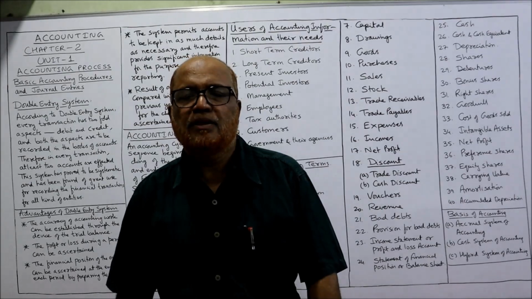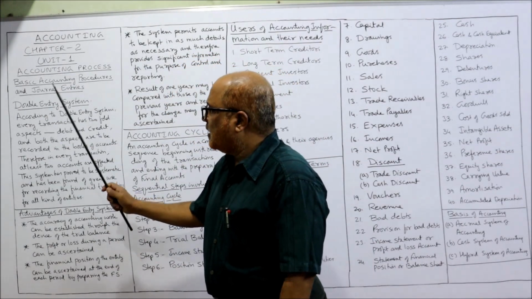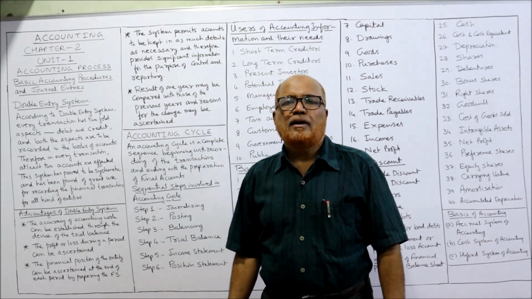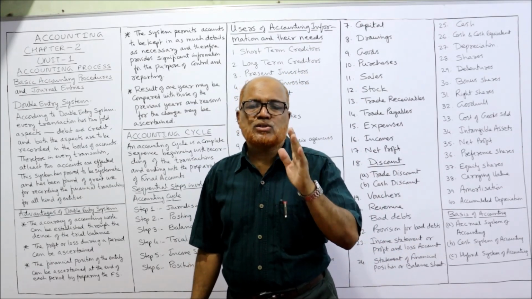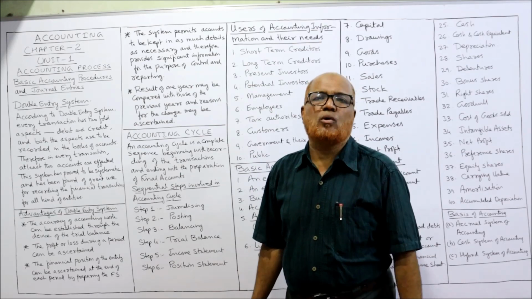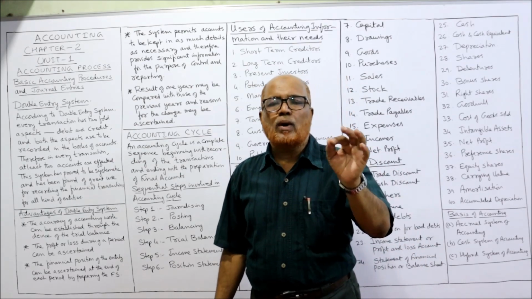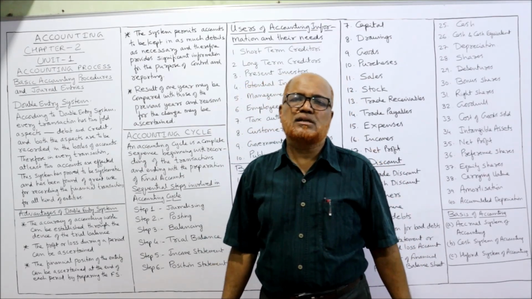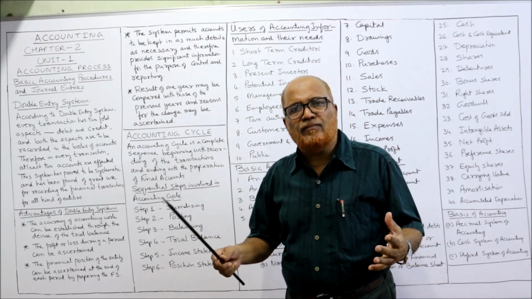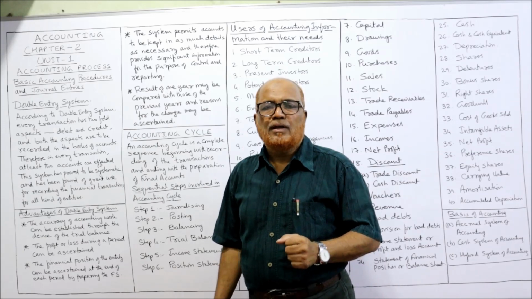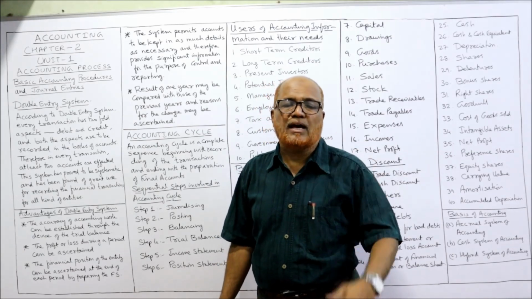Now, the first term is double entry system. Double entry system is a system in which both the aspects of every transaction will be recorded. That is the reason why one account is debited, another account is credited. We can see every transaction, something we give and something we receive. The receiving aspect and the giving aspect.